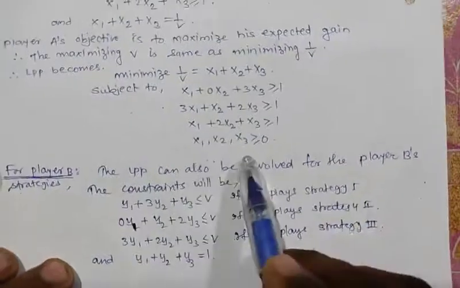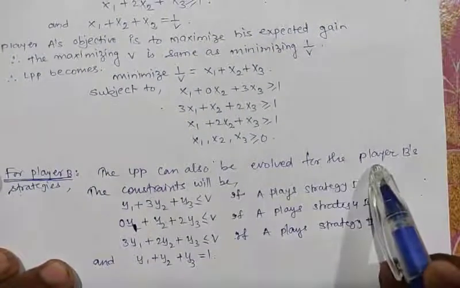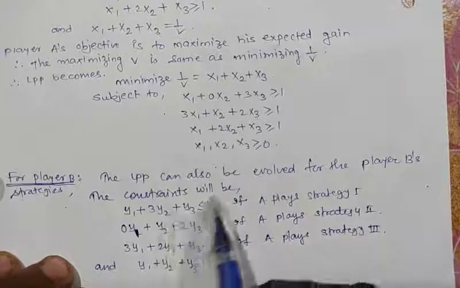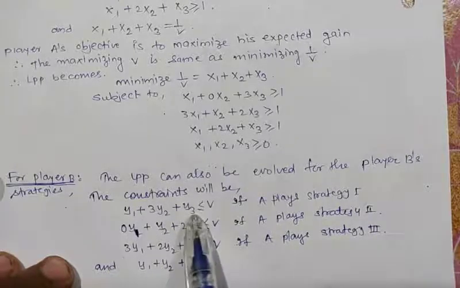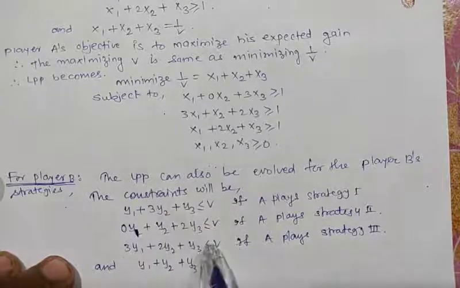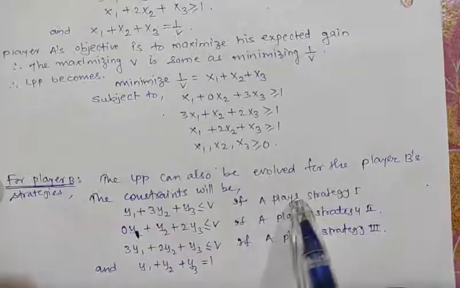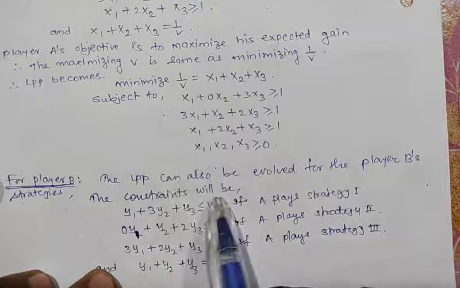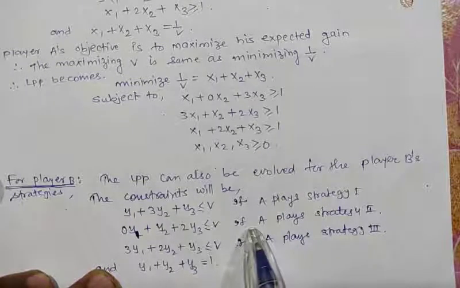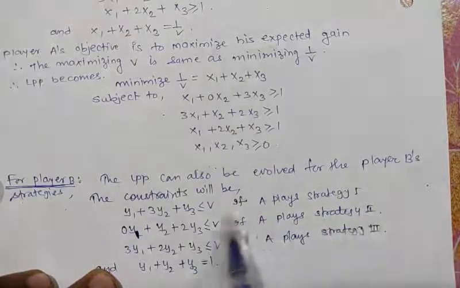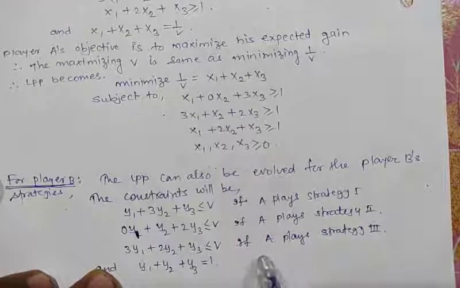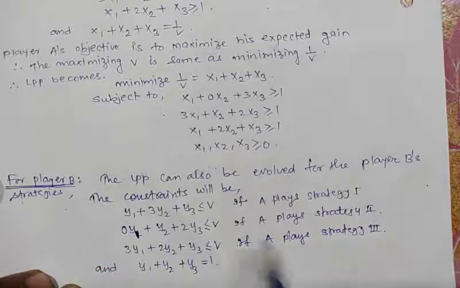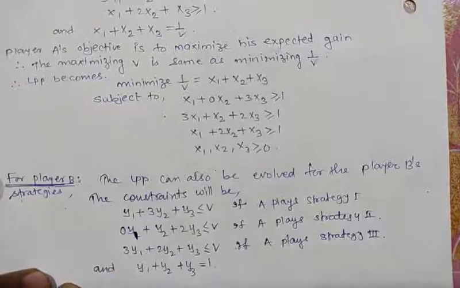So the LPP can also be formed for player B's strategy. Selecting rows, the constraint is y1 plus thrice y2 plus y3 less than or equal to V for the first row, and similarly for the second row and third row. If A plays strategy 1, we get the first row. If A plays the second strategy, we get the second row, and if A plays the third strategy, we get the third row, and the addition of probability is always equal to 1. So y1 plus y2 plus y3 is equal to 1, right?